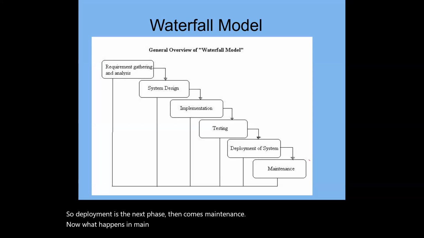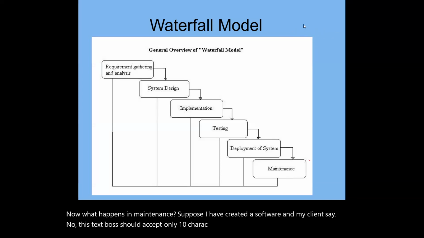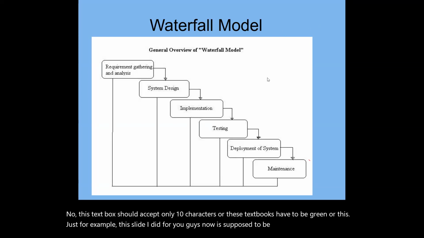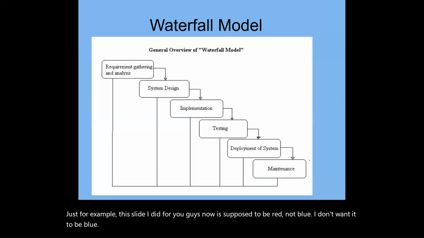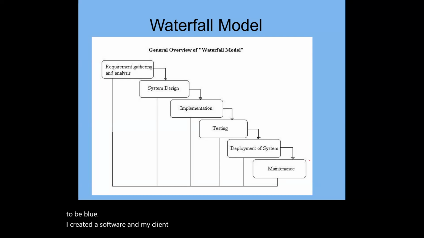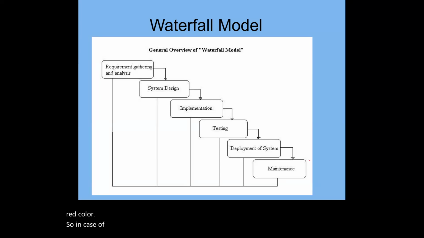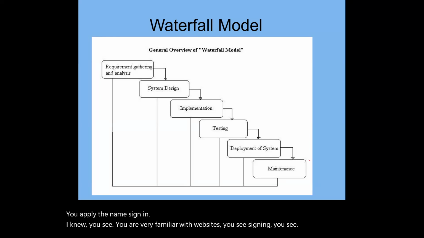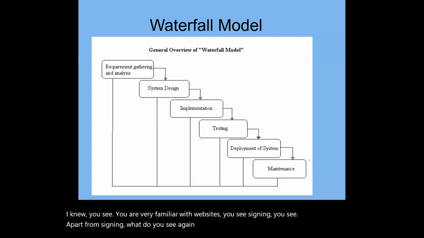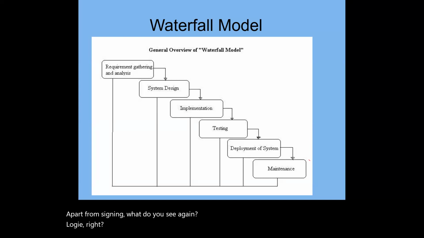Now, what happens in maintenance? Suppose I have created a software and my client says, no, this text box should accept only 10 characters, or this text box has to be green. For example, this slide I did for you now is supposed to be red, not blue. I don't want it to be blue. I created that software and my client says, instead of blue, I want yellow or red. So in case of login, you apply the name, sign in. You are very familiar with websites. You see sign in, and apart from sign in, what do you see again? Login, right? Correct. So this kind of work keeps on coming to you. This kind of maintenance keeps on coming.